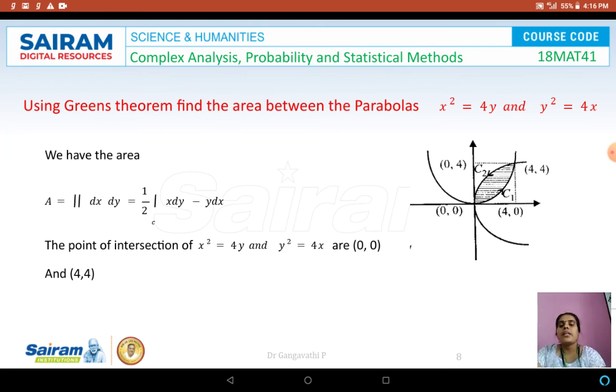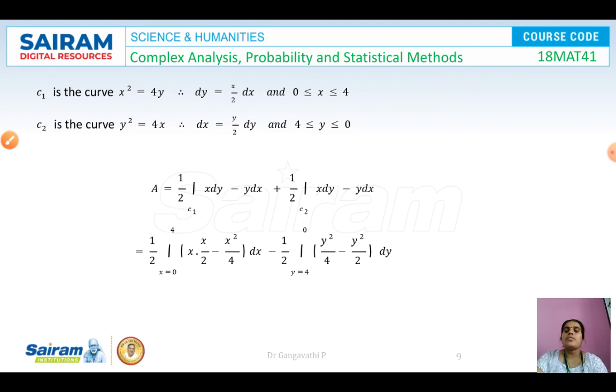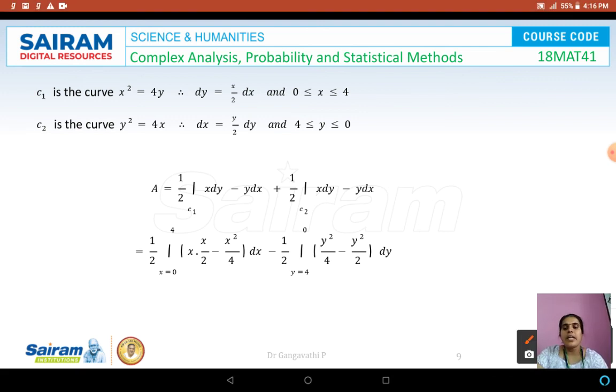So we need to find the area. The area is the double integral over dx, which is equal to half into integral of x dy minus y dx. By Green's theorem, we know the area is going to be that. Now let us substitute along the curve C1, x square is equal to 4y, dy is equal to x by 2 into dx, and x varies from 0 to 4. Along the second curve, y varies from 4 to 0, so that is in the reverse direction. Therefore, when we integrate, A is equal to half into integral over C1 of x dy minus y dx, plus half into integral over C2 of x dy minus y dx.